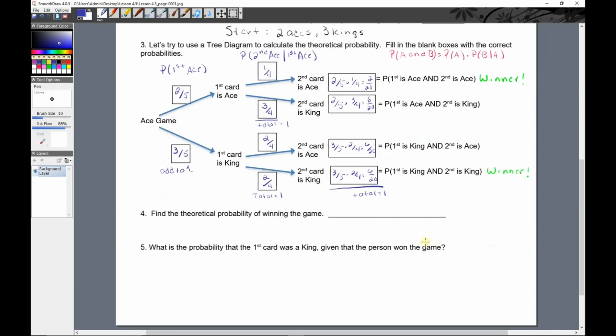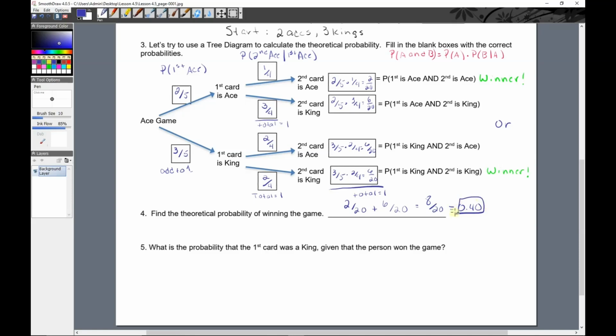So the next thing that we're supposed to find is the theoretical probability of winning the game. That would be an ace and an ace, or a king and a king. Remember, or means plus, and means multiply. So we can just grab this. That would be 2 out of 20 plus this outcome, which is 6 out of 20, which will give us 8 out of 20, or 0.40.